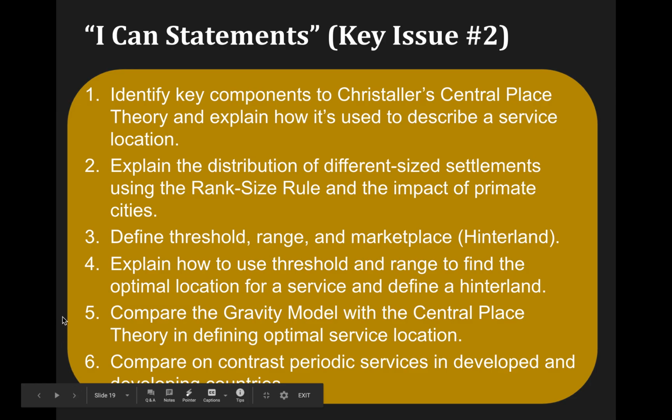The I Can statements for Key Issue 2. 1. Identify key components to Walter Christaller's central place theory and explain how it's used to describe a service location. 2. Explain the distribution of different size settlements using the rank size rule and the impact of primate cities.